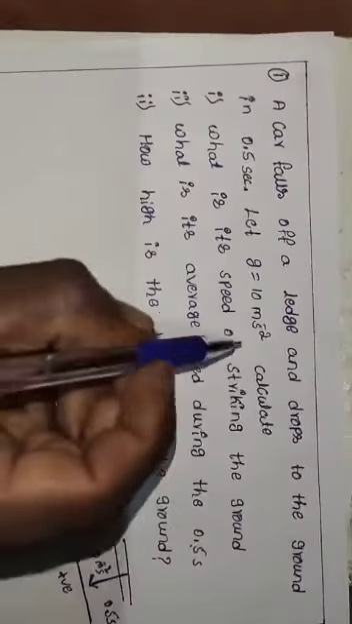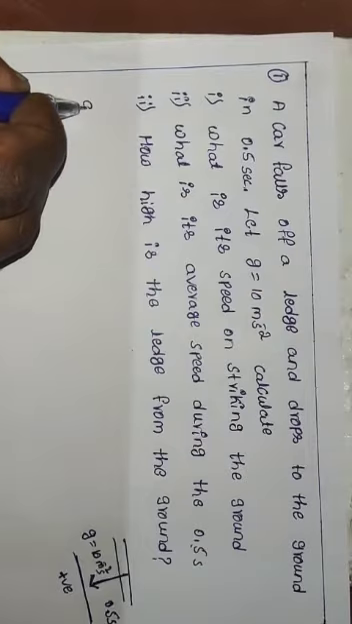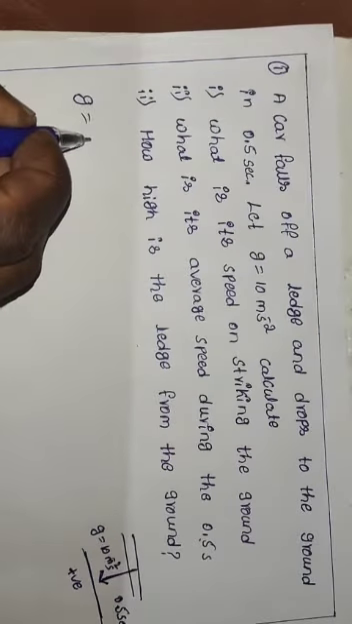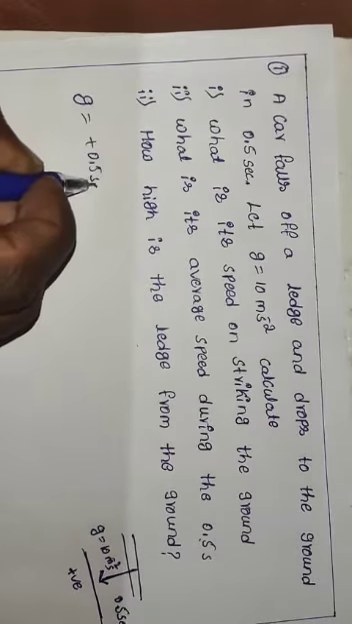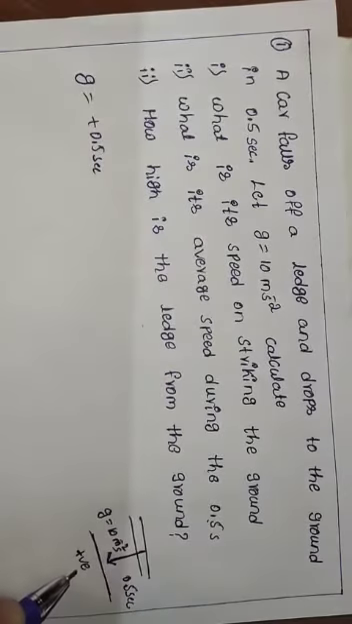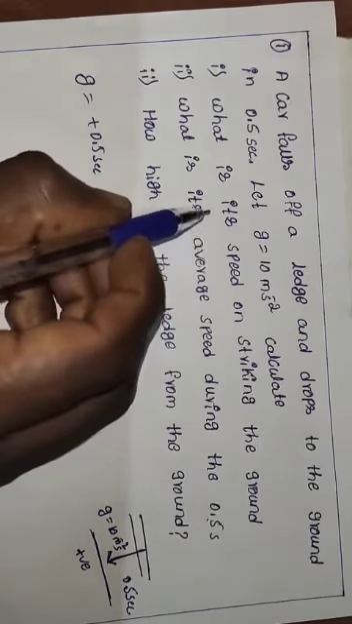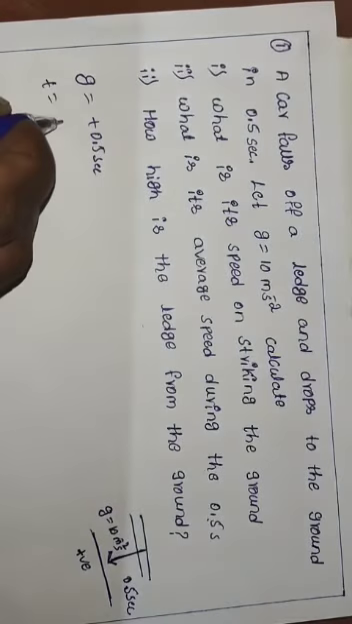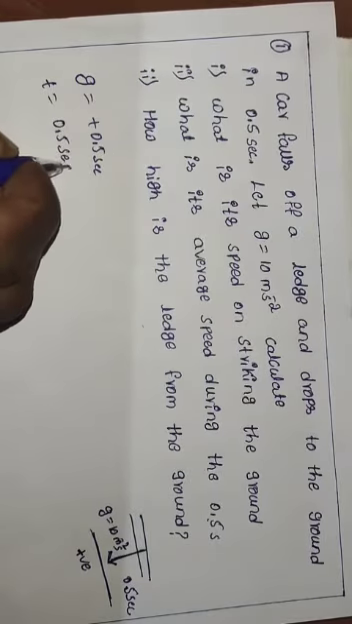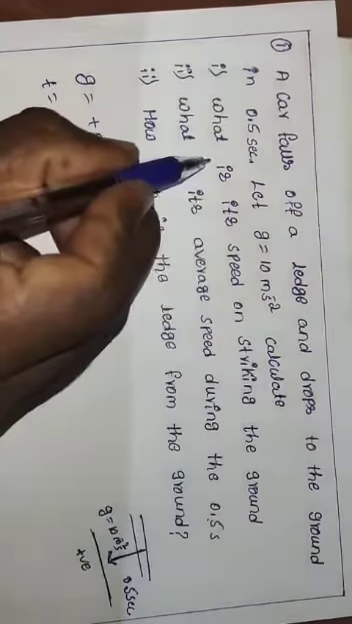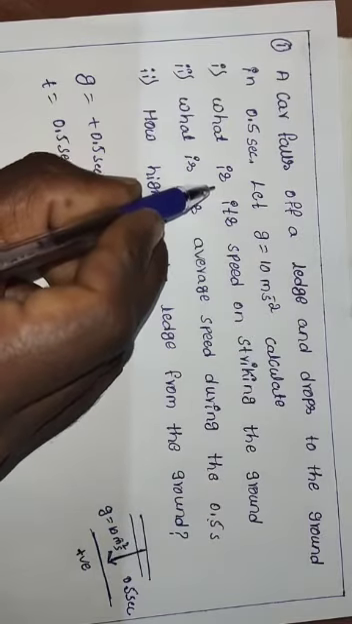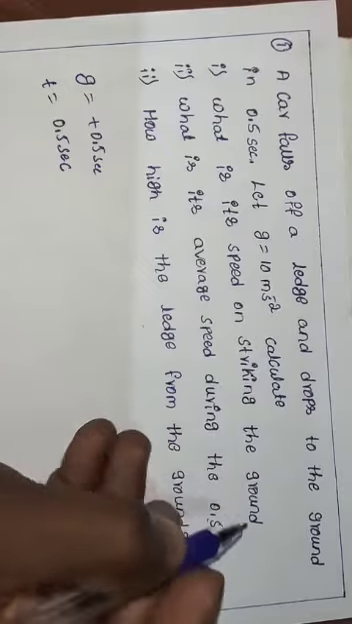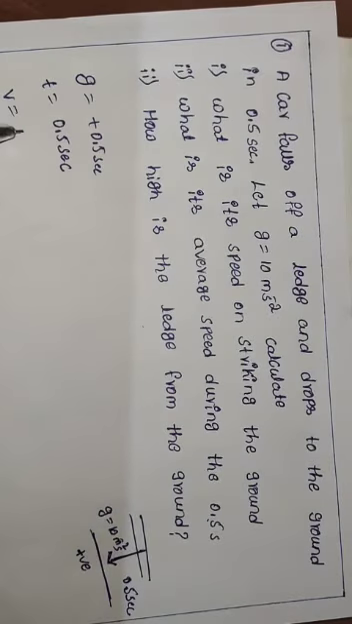The acceleration due to gravity, g, is equal to plus 10 meter per second square, because the object falls towards the ground, in the same direction as the gravitational force. And t is equal to how much? The time is 0.5 seconds. Then we have to calculate the first one: what is its speed on striking the ground? It means velocity, v, the speed of the object. We have to find out v.